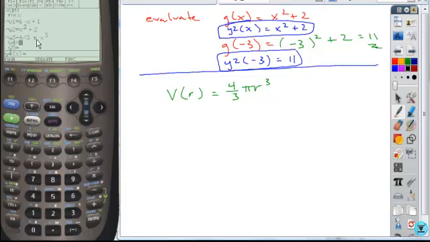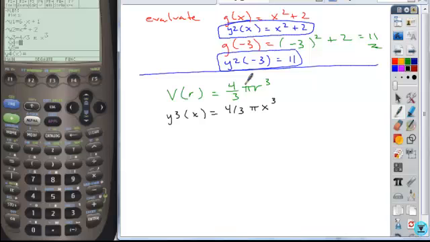So here we see 4/3 pi x cubed. So that is our y3, the way I've written it, expression. And I simply replace the x's for the r's. And now, what this means is that the volume of a sphere is a function of its radius. So a change in the radius is going to change the output value directly.